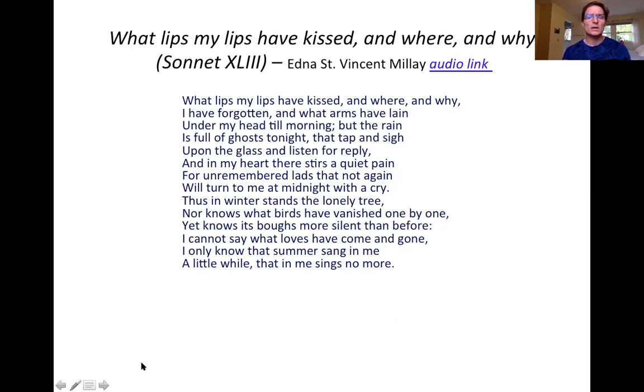Maybe it gets a little bit archaic in language, but this was written at the beginning of the century. So, "nor knows what birds have vanished one by one." I would tell you to stop speaking like Yoda there because of the archaic inversion that's going on, and "nor knows." But overall, it is quite a poem.